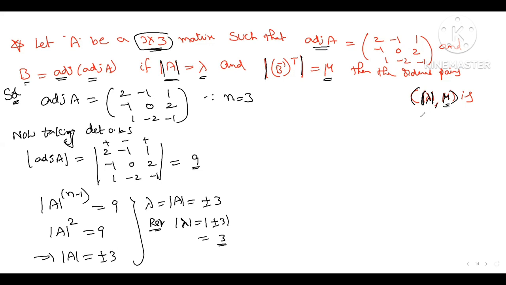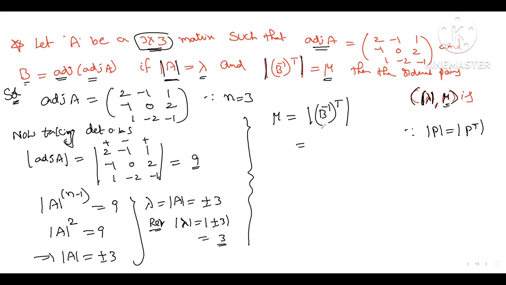Then after, find the mu value. What is mu given? Mu is equal to delta of transpose of B inverse. We have one formula: delta of P is equal to delta of transpose of P. So delta of transpose of B inverse is nothing but delta of B inverse. Delta of B inverse is det B whole inverse, which is nothing but 1 by det B. First find the det B value. From the statement, what is matrix B given? B is the adjoint of A.